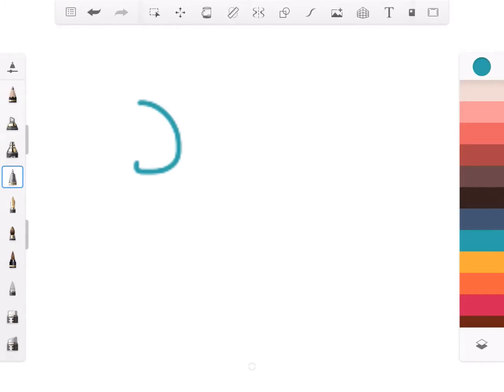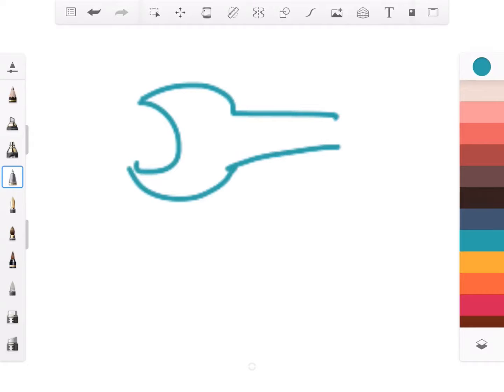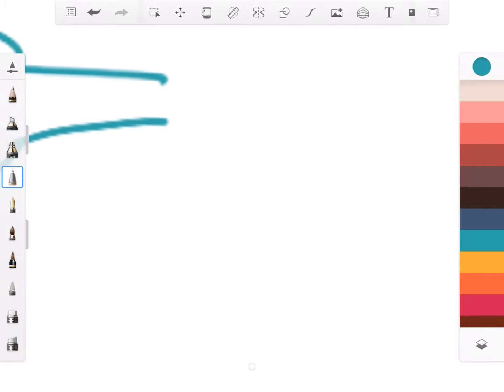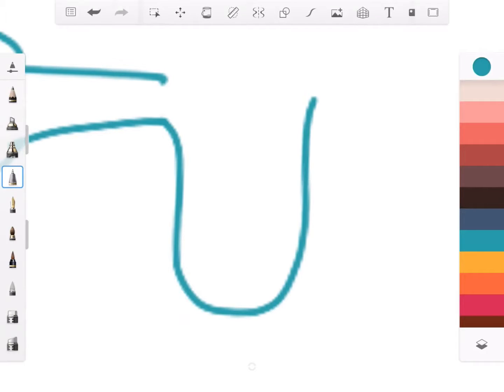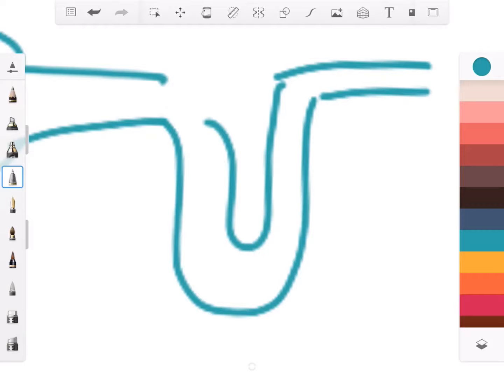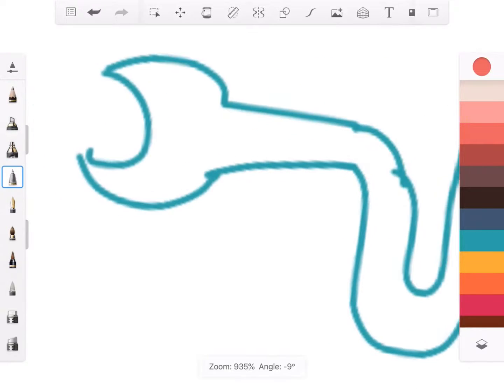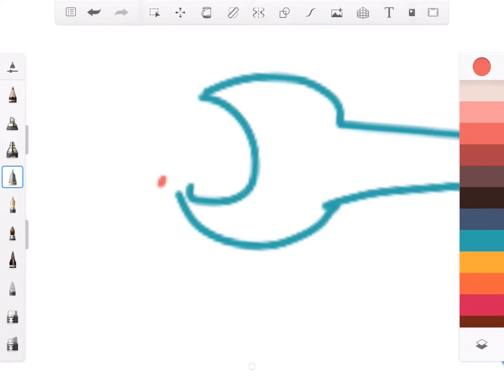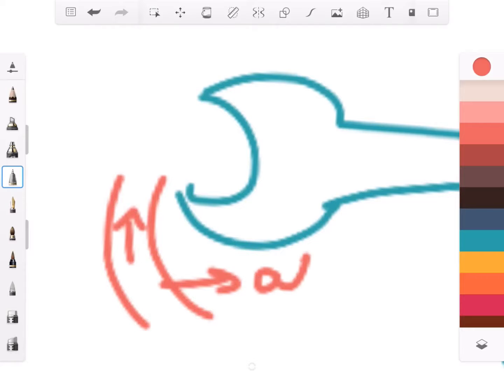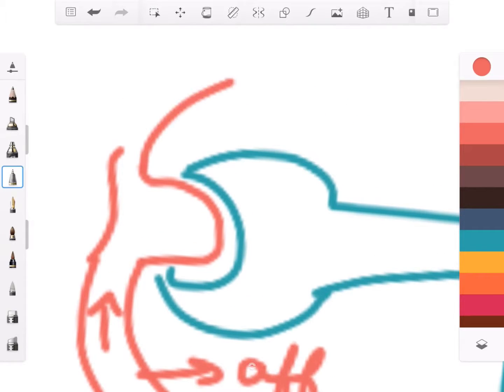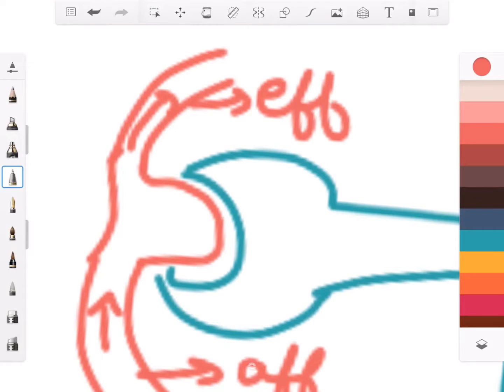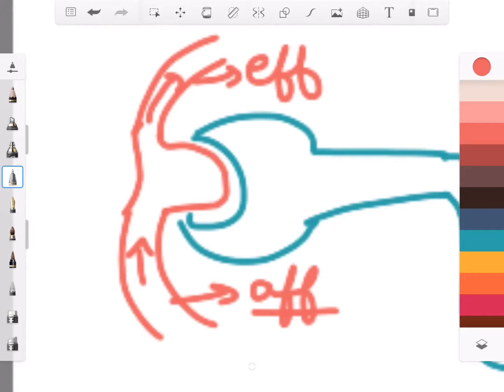So we have the Bowman's capsule, the PCT, which is the proximal convoluted tubule, the descending and ascending limb, and the DCT, which is the distal convoluted tubule. There are a couple of arteries present near the Bowman's capsule. The artery that takes blood towards the Bowman's capsule is the afferent artery, which goes into the glomerulus, and the artery that takes blood away from the Bowman's capsule is the efferent. It's very important to know the difference between afferent and efferent.